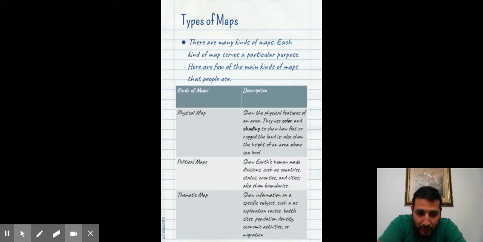So a thematic map shows information on a specific subject such as exploration routes, biomes, population density, economic activity, or migration. These are the ones that you're going to see a bunch in the STAAR.